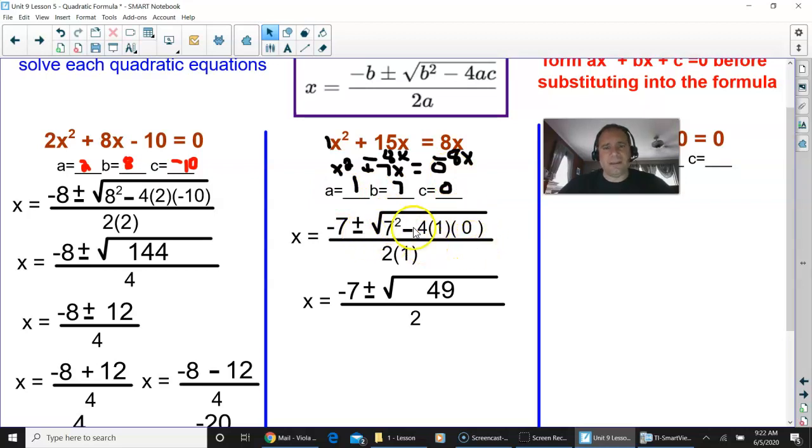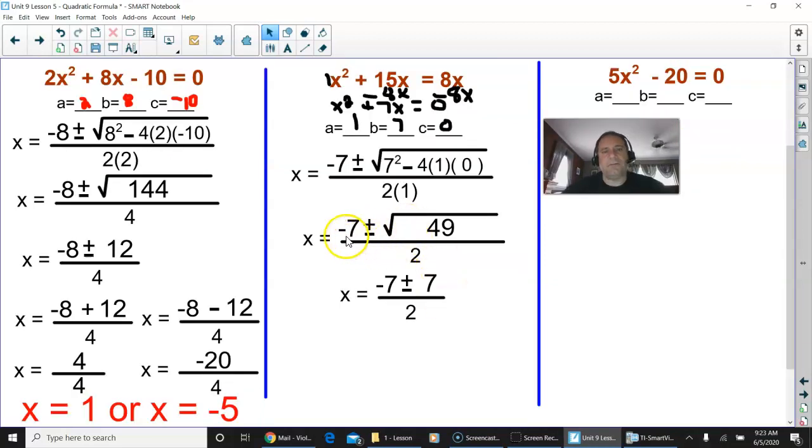So all of this, if you put it into the calculator, or if you just do it in your head, 7 squared is 49, minus 4 times 1 is 4, times 0 is 0. So this whole thing is 0, and 49 minus 0 is 49. 2 times 1 is 2. All right, so now you go about splitting up the equation, and this is, by the way, a perfect square.